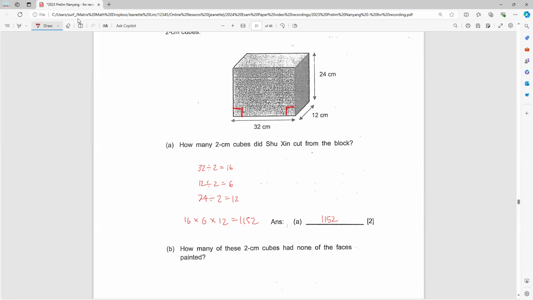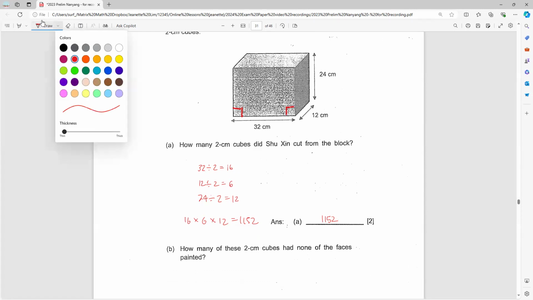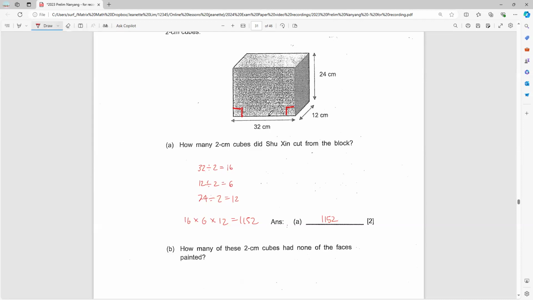So if you want to find on the inside, right? And I'm just talking about the length part. You want to find how many cubes here? Since you can fit 16 cubes, as we have found, then you minus away 2 to find the number of cubes in between.